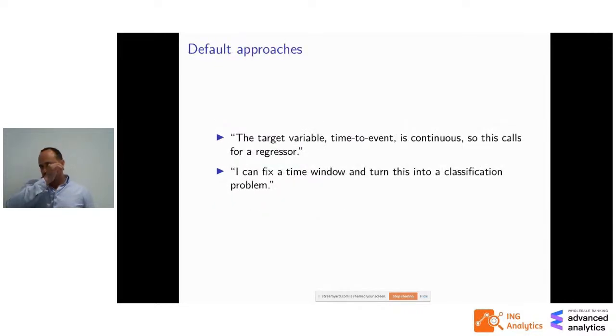But there's basically two default approaches that you could go into off the top of your head. One of them is to say, all right, the target variable, which is time to event, is continuous. So this is a regression problem. I'm going to fit a standard regressor to it.